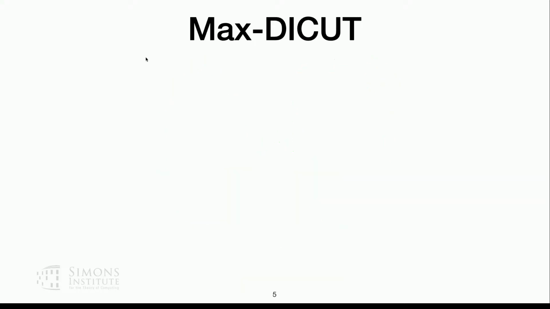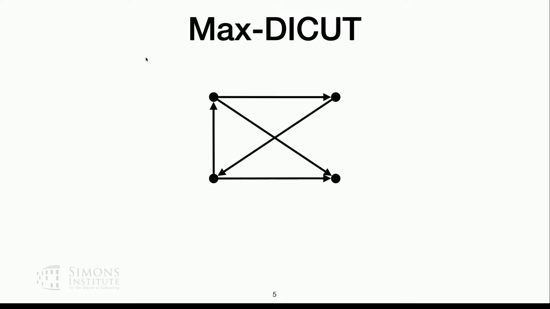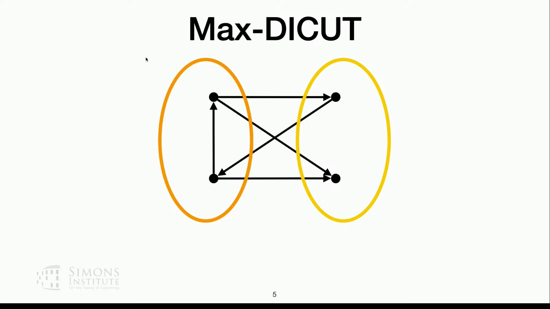Max-directed cut is a related problem where instead of an undirected graph, you're given a directed graph. Again, you want a bipartition, but this time you want to maximize the edges that go from, let's say, a left set to the right set. There is a notion of direction even in the partition. In this example, this is the optimal partition, and the dicut size is 3.